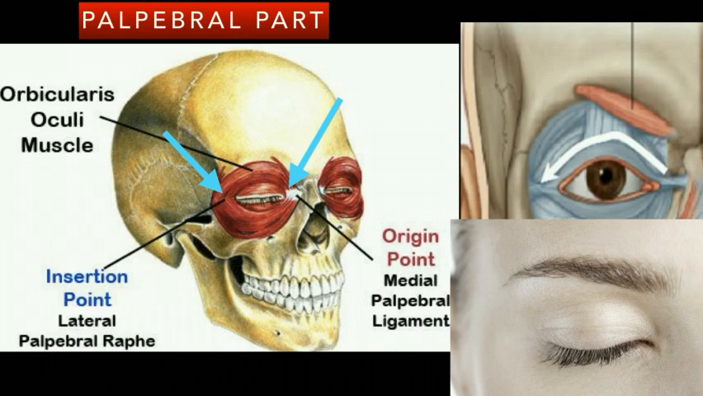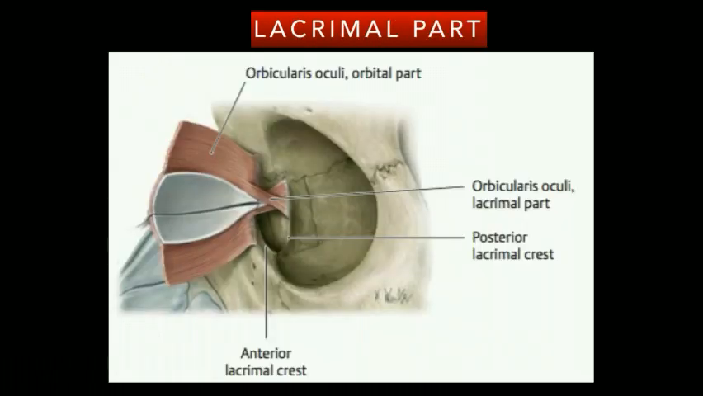Let us move on to the third part, that is the lacrimal part. The lacrimal part is also called the deep palpebral part. It originates from the lacrimal crest of the lacrimal bone, as you can see from the picture, and it attaches or inserts into the lateral palpebral ligament.